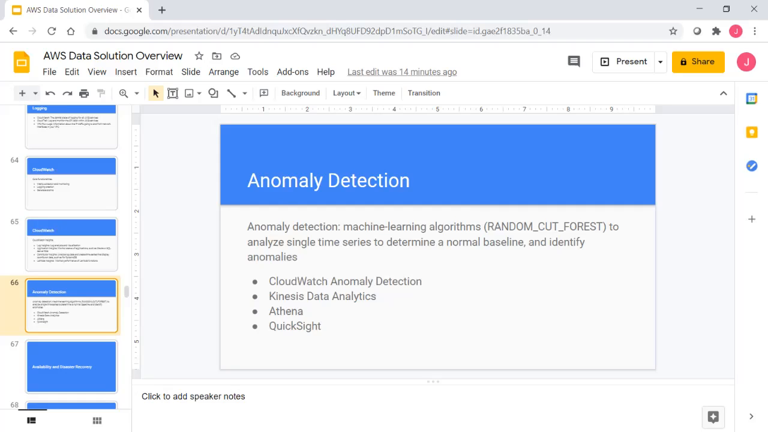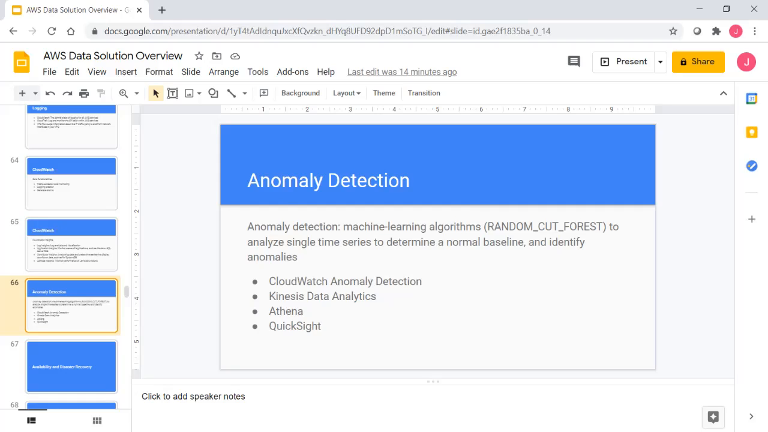Now, however, it is hard to utilize machine learning because there are so many different patterns in the usage. So far, the only successful or widely used machine learning algorithm is anomaly detection. It uses a machine learning algorithm called random cut forest, which will establish a normal baseline of any single time series. And once you have a normal baseline, it's easier for you to identify anomalies.